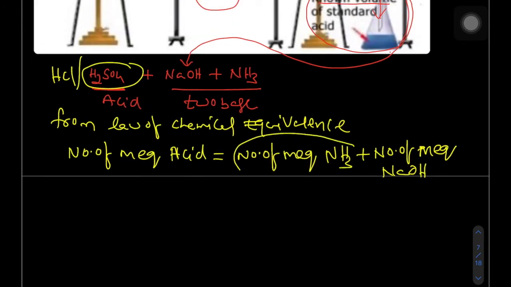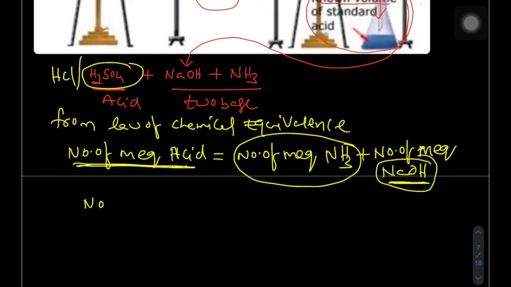Now here we can calculate the number of milli equivalents of ammonia, because acid normality is given to you, acid volume is given to you, so we can find the milli equivalents of acid. And after ammonia absorption into the acid, the excess of acid will be neutralized by another base. So base volume, base normality we know. From here we can calculate number of milli equivalents of ammonia.